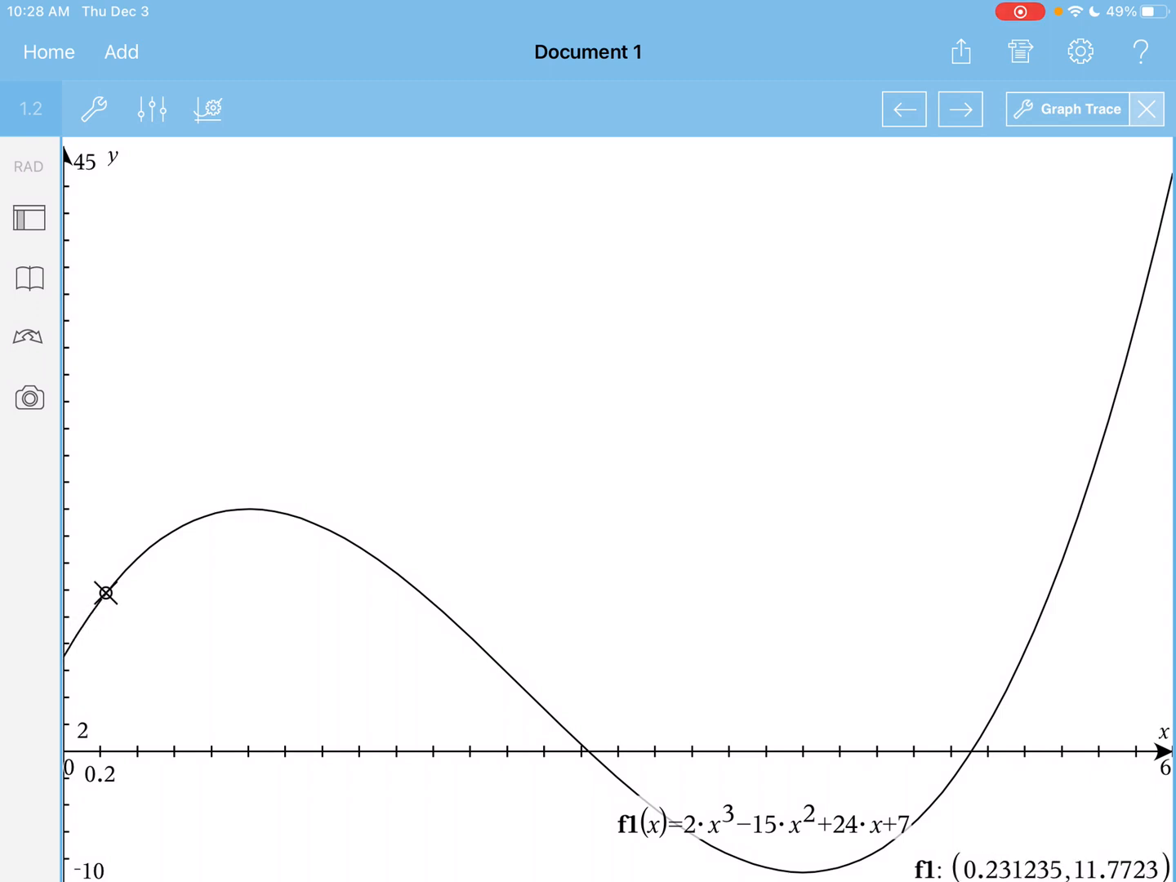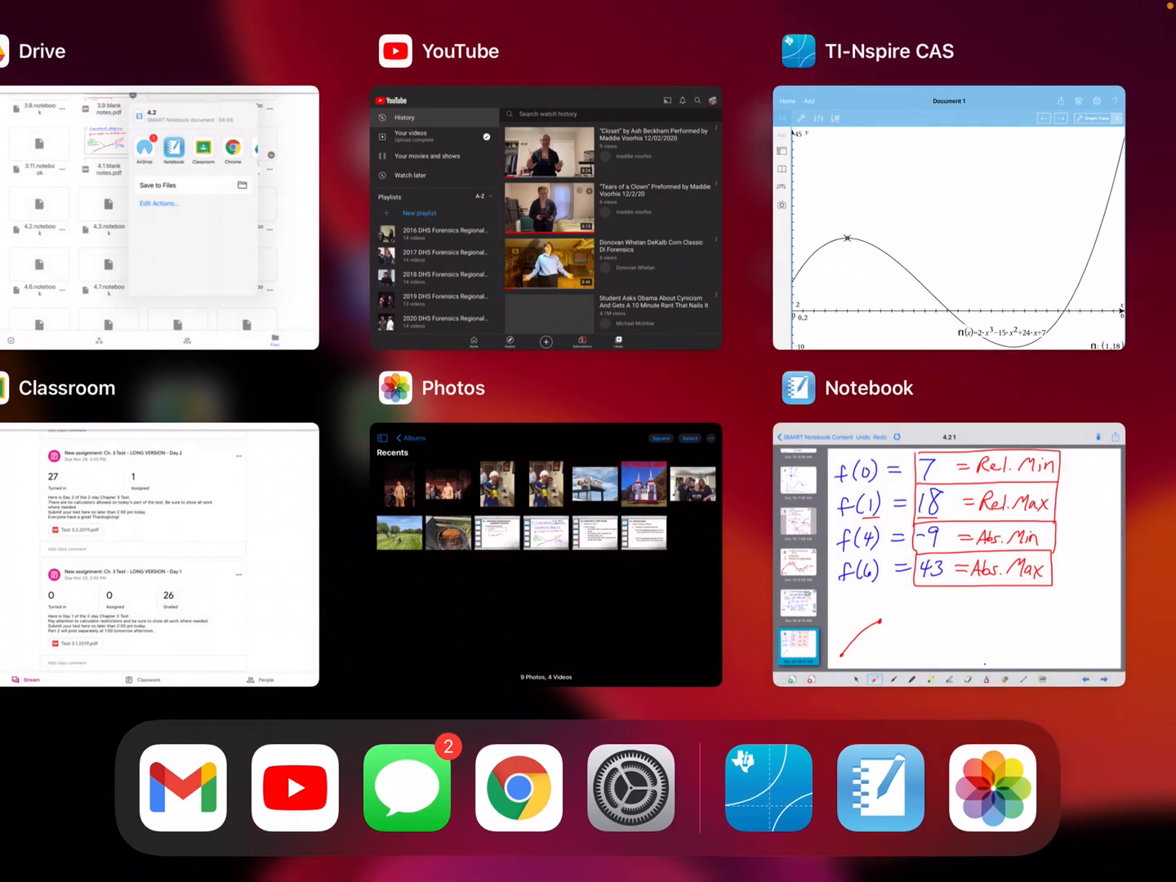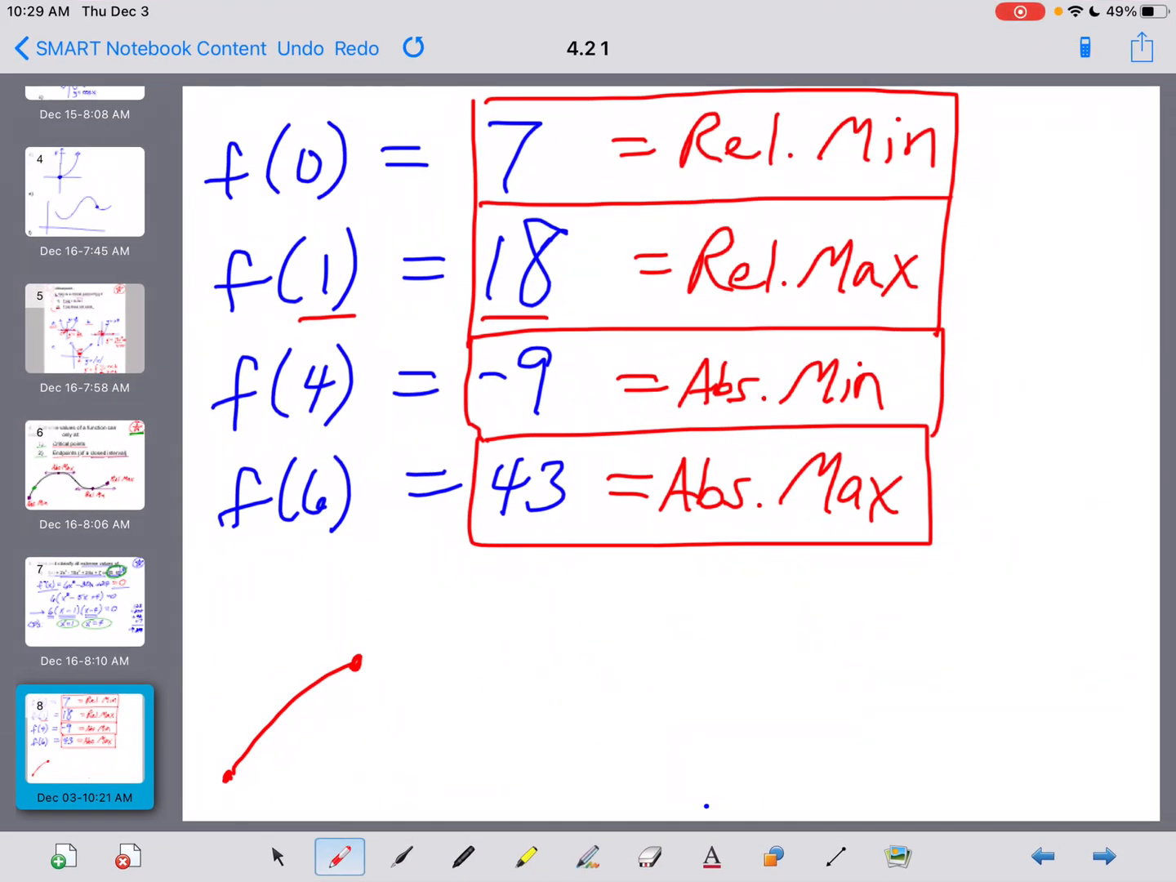Now as I drag that a little bit further to the right, I should be coming up on a maximum right there. And if you guys will notice, this is a nice feature of the Inspire CAS, and yours will do that too. It'll tell you when you get a maximum at the point 1, 18. It doesn't tell you if it's a relative or an absolute, but we were able to figure that out. So there was the ordered pair 1, 18. That's a relative maximum.